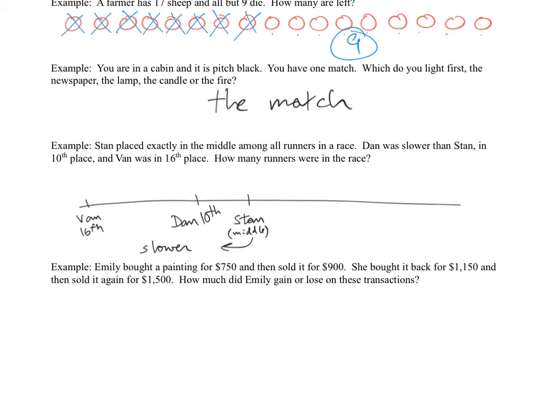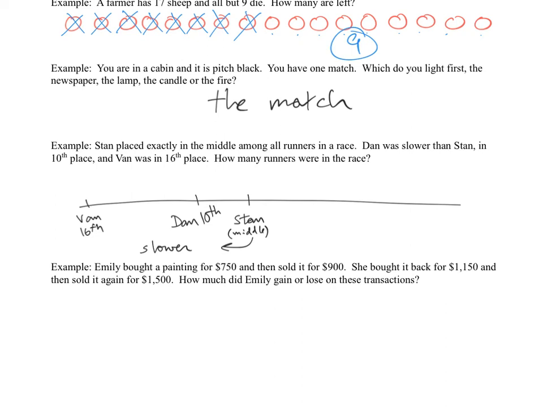The first thing that you need to do is first consider, we know Van was in 16th place, and we know Stan was in the middle. So that limits how far forward Stan could be. Like, we can't say Stan would be second place, because then Stan wouldn't be in the middle of 16 people. But we know Stan has to be 9th place or higher, right? 9th place or 8th place or 7th place or 6th place, and so on and so on.